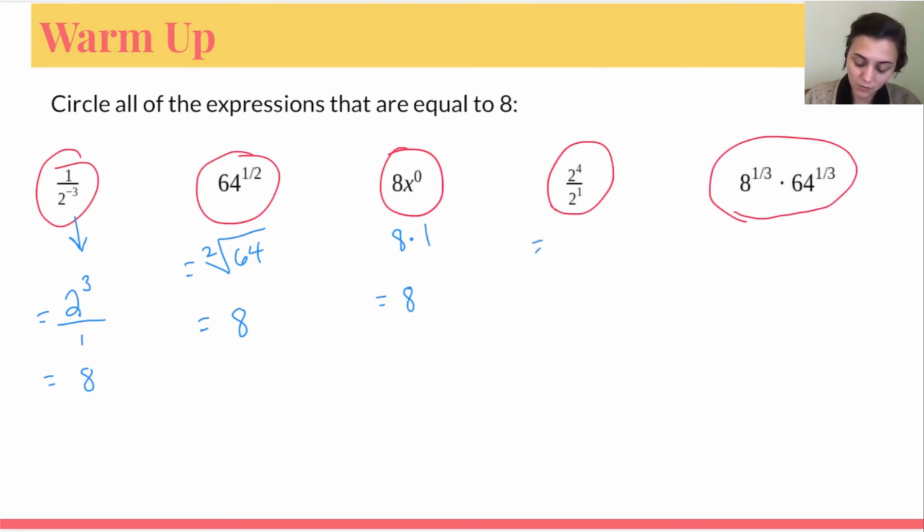Here we have a quotient rule. So I would subtract 4 minus 1. 4 minus 1 is 3, so that's 2 to the third power, which is 8.